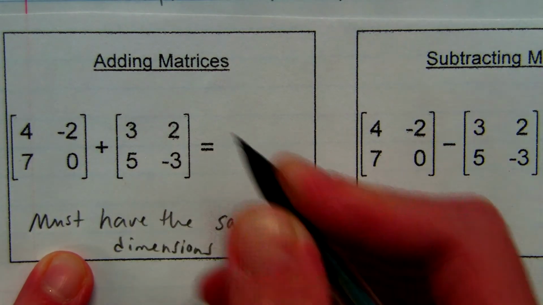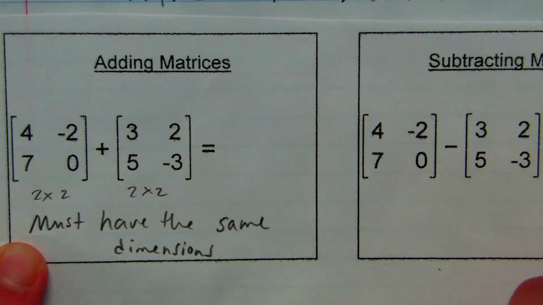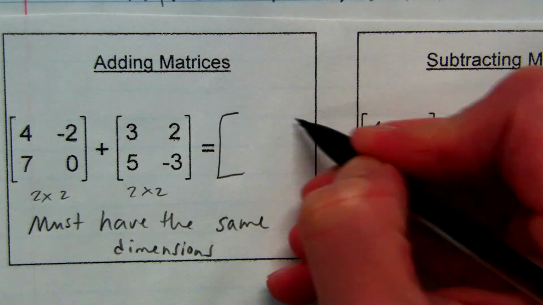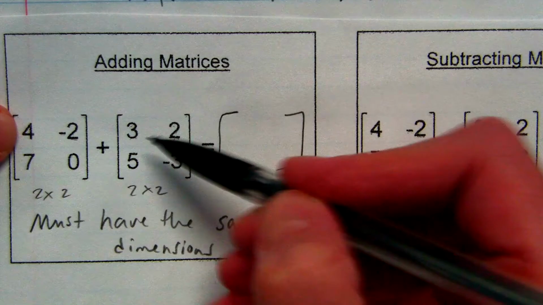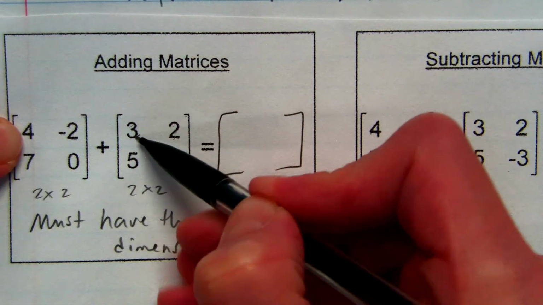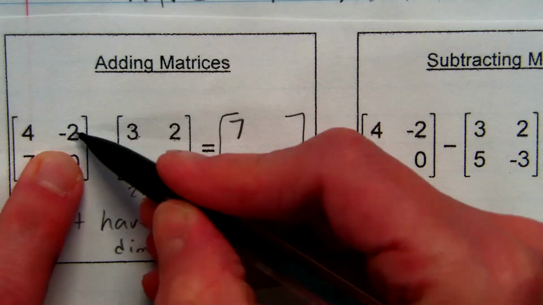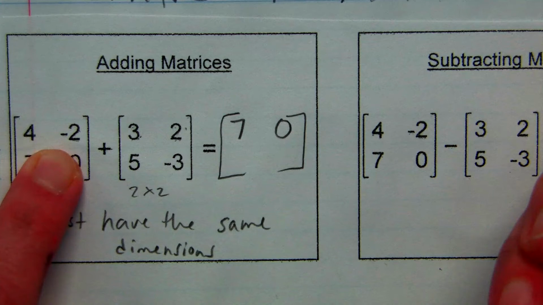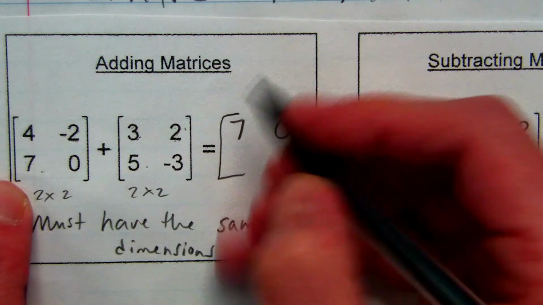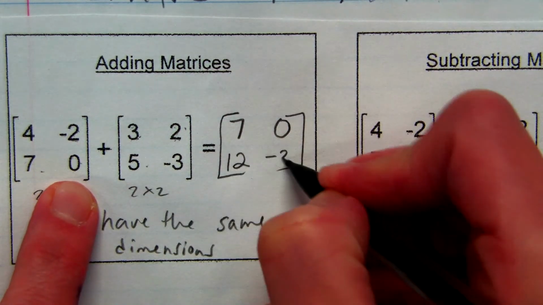So both of these are 2 by 2s. This is a 2 by 2, 2 by 2, it's okay. And the reason is you're literally going to go along and just add the numbers. So this is position 1, 1. I'm going to add the 4 and the 3 together. 4 plus 3 is 7. Then I'm going to take negative 2 and add 2 to it. You get 0. 7 and 5 is 12, and 0 and negative 3 is negative 3.